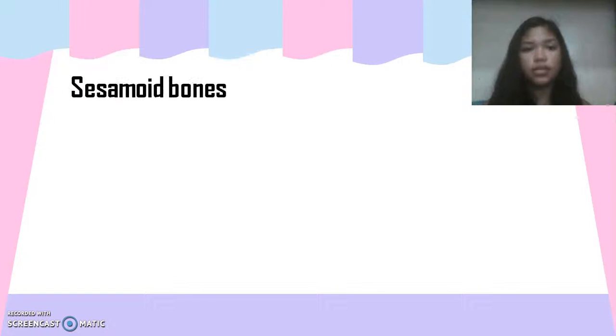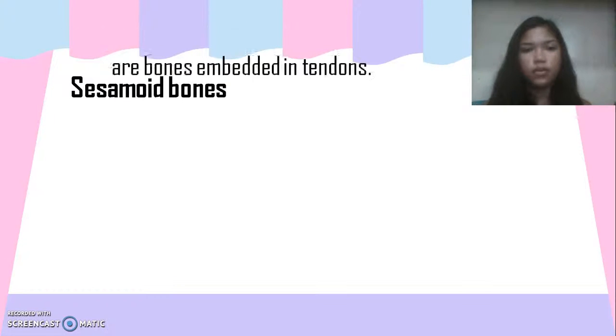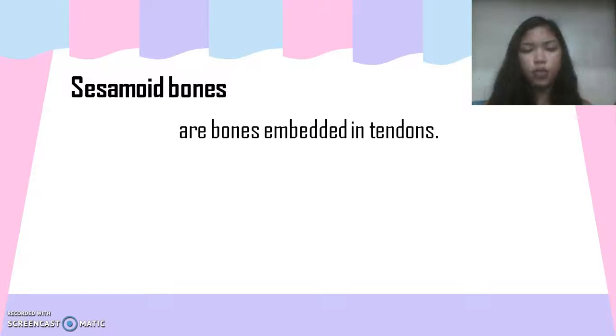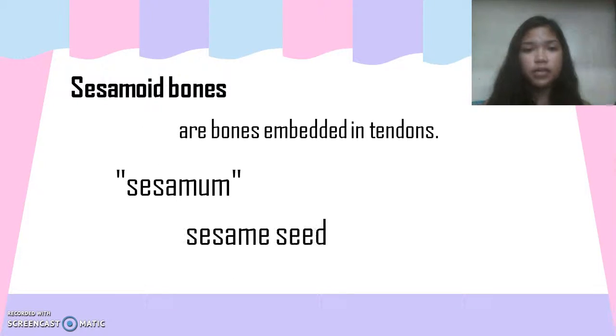Last one is the sesamoid bones. Sesamoid bones are bones embedded in tendons. The name is derived from the Latin word sesamum, meaning sesame seed. Since they act to hold the tendon farther away from the joint, the angle of the tendon is increased and thus the leverage of the muscle is increased.